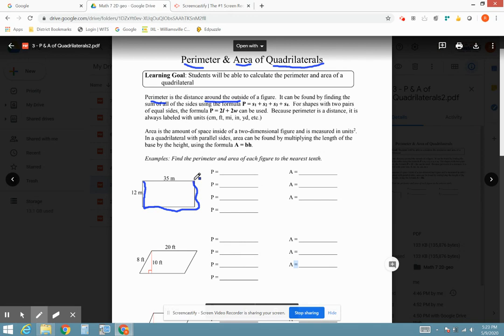Oh, I was drawing with my mouse. Not that my hand is that much steadier, I guess. This is the perimeter, the distance around the outside. So we could find the perimeter by adding up all the sides.